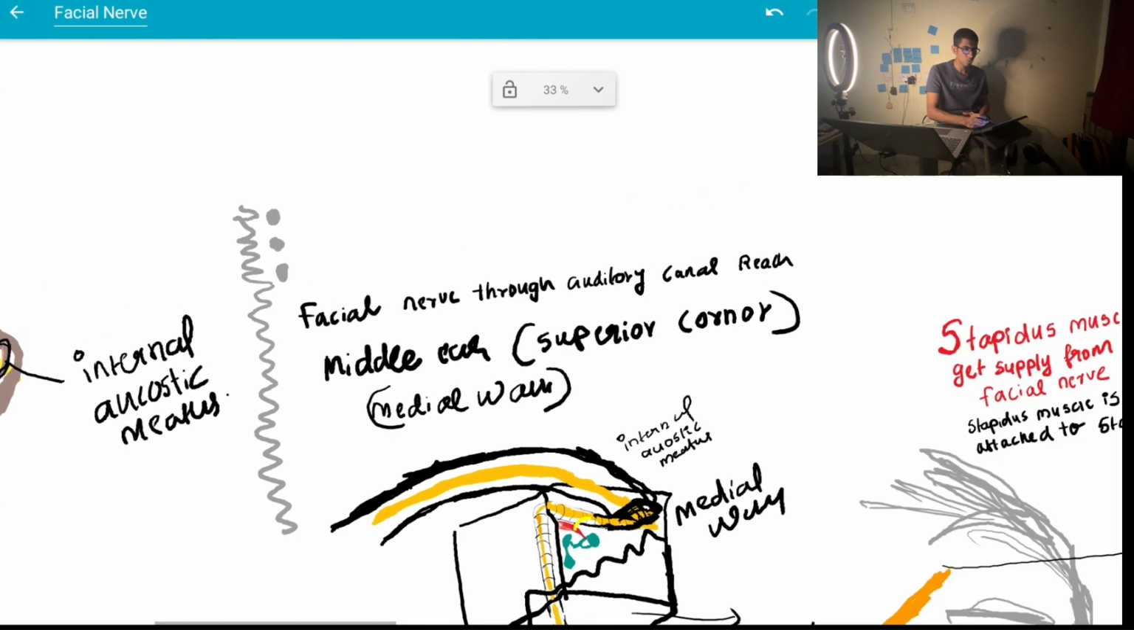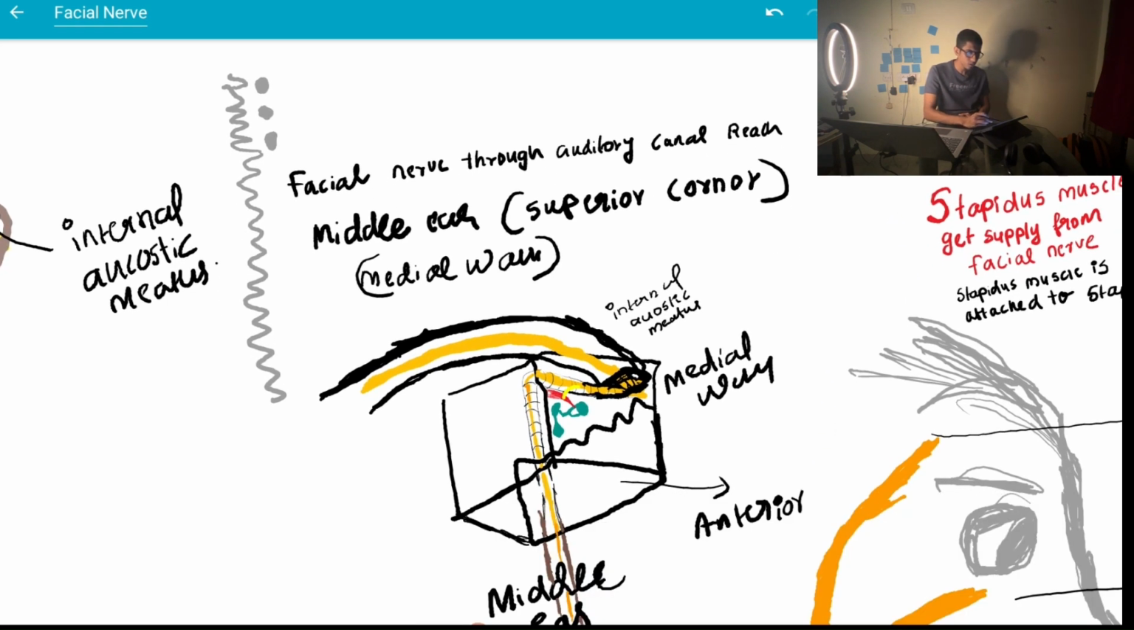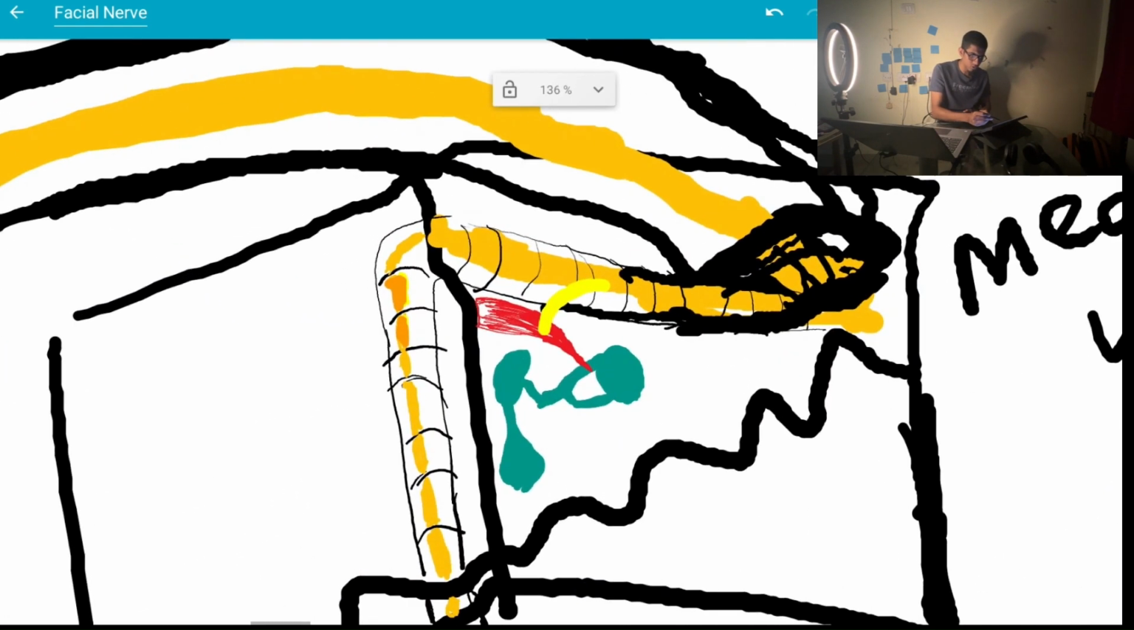The facial nerve goes through the auditory canal and reaches the middle ear. So this is this tube, right? That is the auditory canal. Through that way it reaches the internal acoustic meatus and enters the middle ear. So through the facial canal, whose opening is the internal acoustic meatus, it reaches the middle ear. The middle ear is in that area. If you see, it is coming to the middle ear part. This thing is the facial nerve.